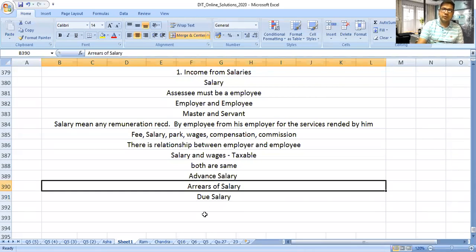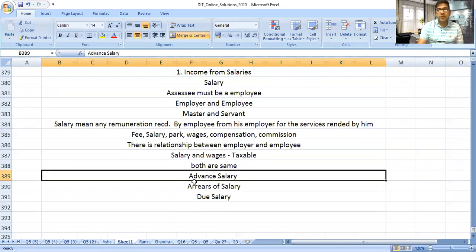Now, sometimes arrears of salary. Arrears means, for example, the last 6 months, because of COVID, the company did not pay any amount to you. You are doing the job, you are working from home, but they are not providing any salary. The company is not paying the salary, and still 6 months of salary is arrears of salary.